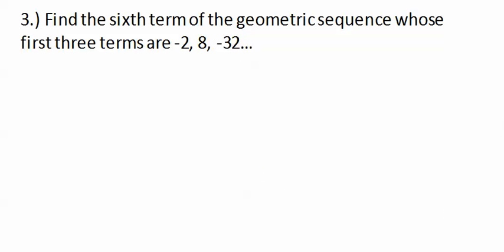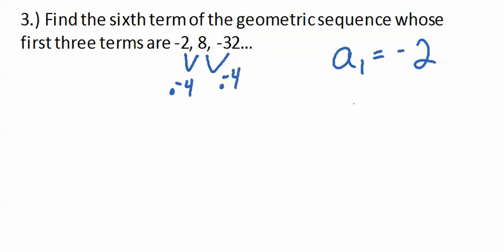Just like in the previous video, we're going to sometimes get information that's lacking, and we're going to have to figure that out by ourselves. So we're going to try to find the sixth term of the geometric sequence whose first three terms are -2, 8, -32. We know that our first term is -2, which helps, but we don't know that common ratio. To get from -2 to 8, you have to multiply by -4. And luckily enough, getting from 8 to -32, you also multiply by -4. So our common ratio is going to be -4.